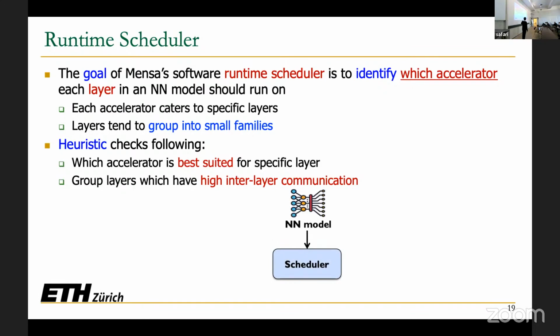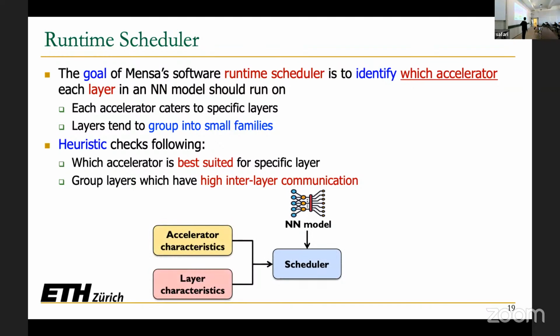So the scheduler works as follows. You feed the neural network model into it and some characteristics of the accelerators that are pre-designed. You also have to provide layer characteristics of your neural network model. This is all manual. And then the scheduler will provide you a layer mapping, which layer goes to which accelerator.